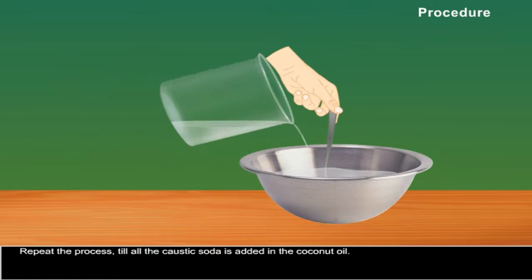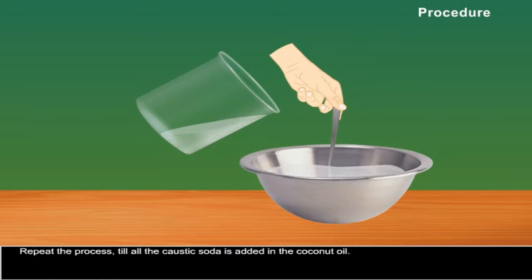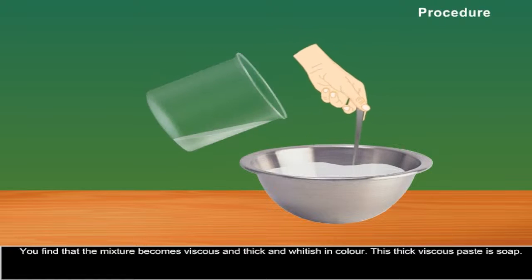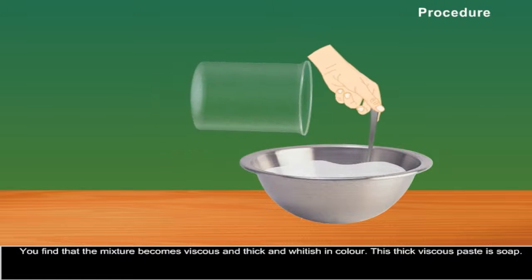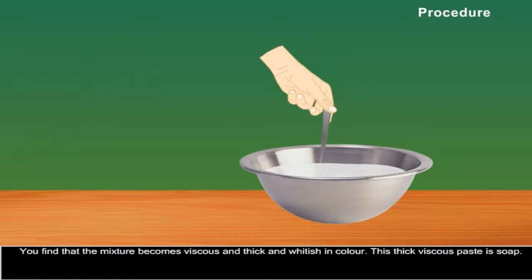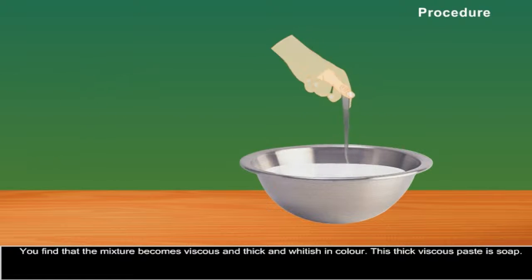Repeat the process till all the caustic soda is added to the coconut oil. You find that the mixture becomes viscous, thick and whitish in color. This thick viscous paste is soap.